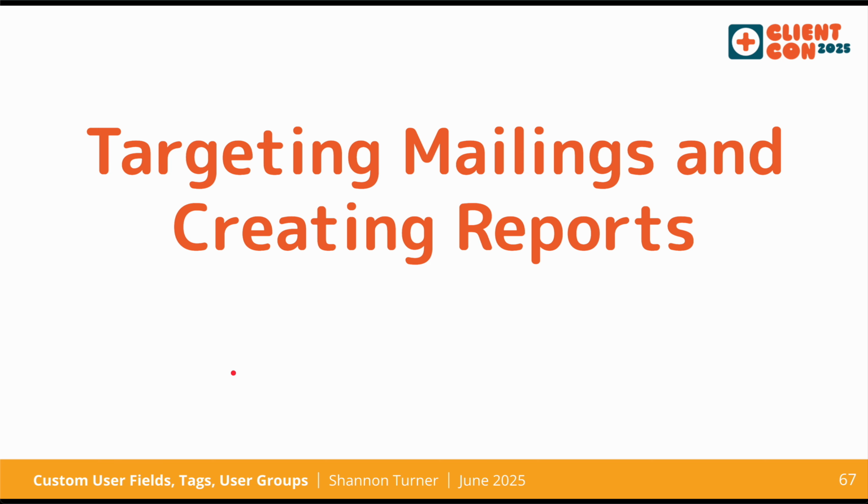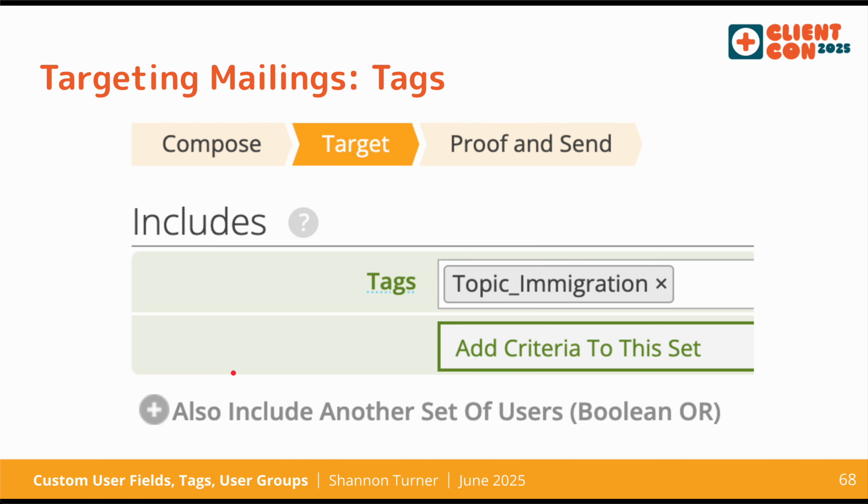So now we are going to take a look at how to target our mailings and create reports based on the results of all of this, tags and user groups and custom user fields that we've seen. So first, you can send your mailing to your users that you know care about immigration. And knowing what topics a user cares about is one of the best ways to improve your action rates because you can send them the petitions and the actions that they are most interested in.